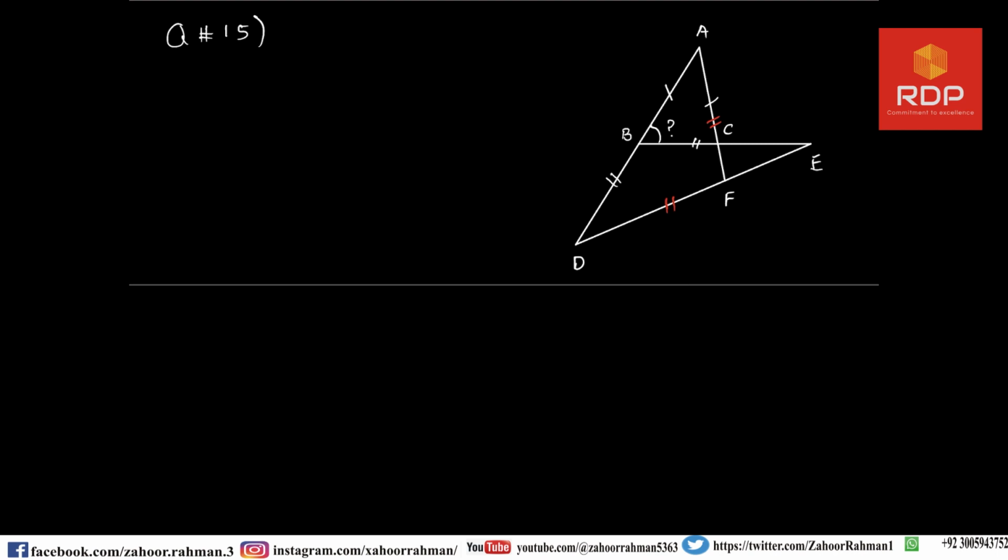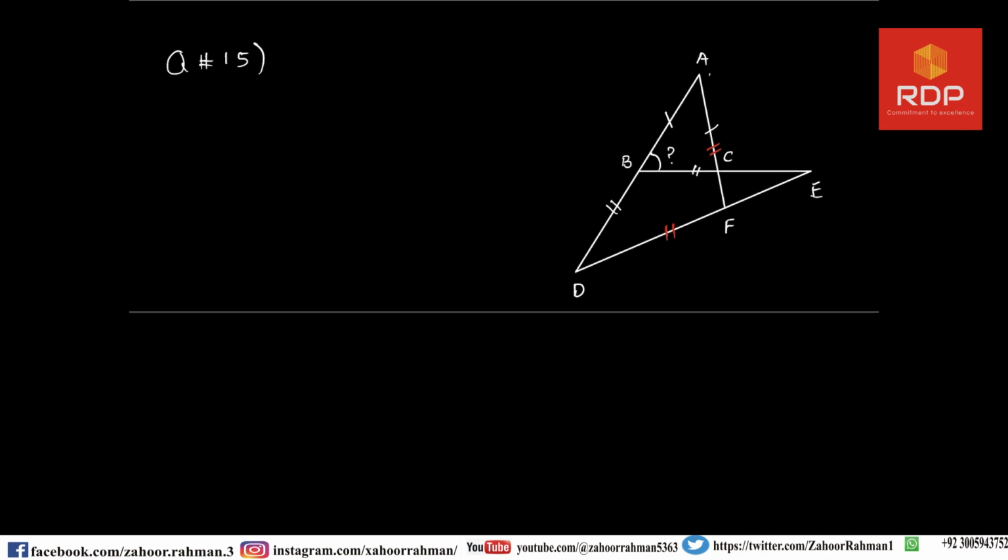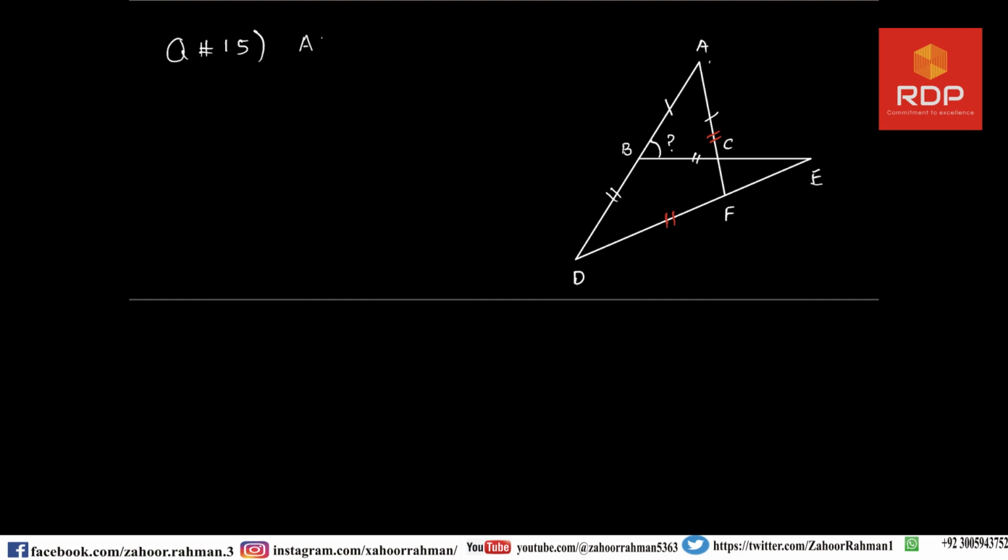AF is equal to DF. AF is this one which I specified in red equal symbol, and DF is this angle which I also specified in red. Ladies and gentlemen, these are the information and they want us to find angle ABC.